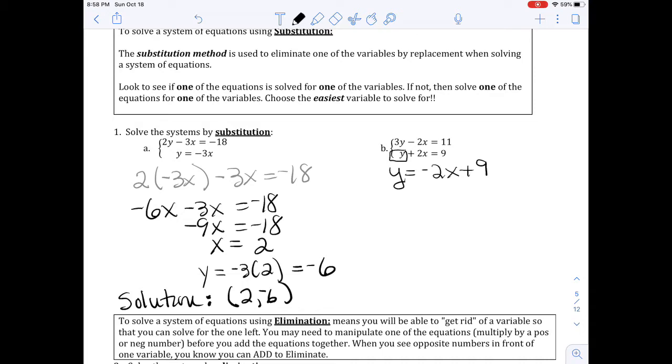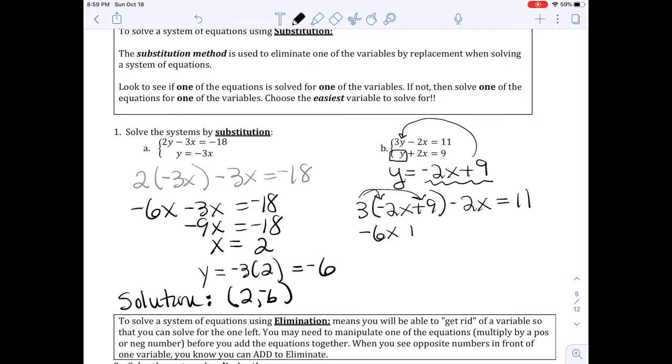Okay, let's see if you got it right. So we're going to take this right here and we're going to substitute it right there in that first equation. So 3 times the quantity negative 2x plus 9 minus 2x equals 11. Now when you do that, you have to remember to distribute carefully. So negative 6x plus 27 minus 2x equals 11. Negative 8x plus 27 equals 11.